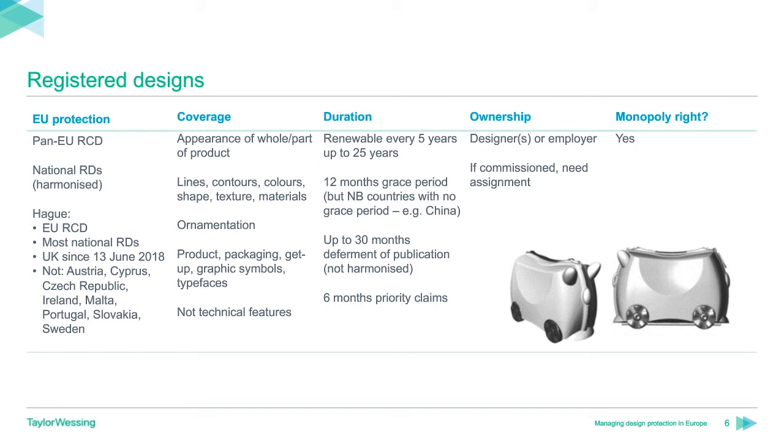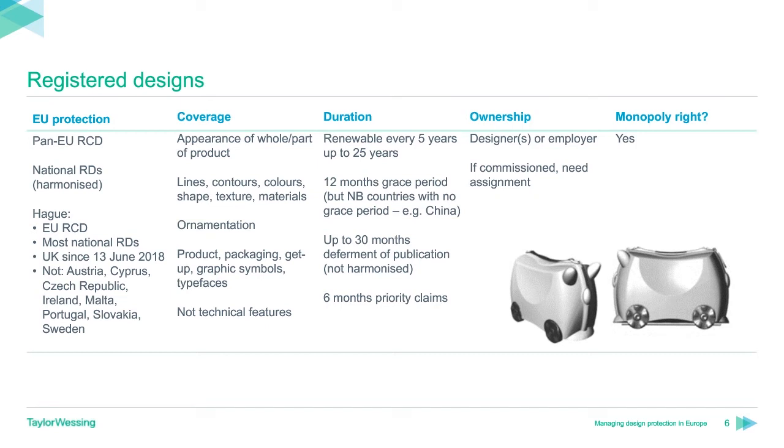So here we have a pan-EU registered design in the UK called the RCD, or the Registered Community Design. And we also have harmonization for national registered designs across the 28 EU member states. And as Martin mentioned, those broadly cover the appearance of the whole or part of a product. More specifically, it can cover anything from the lines, contours, colors, shape, texture, or even materials of your designs, and also their ornamentation.